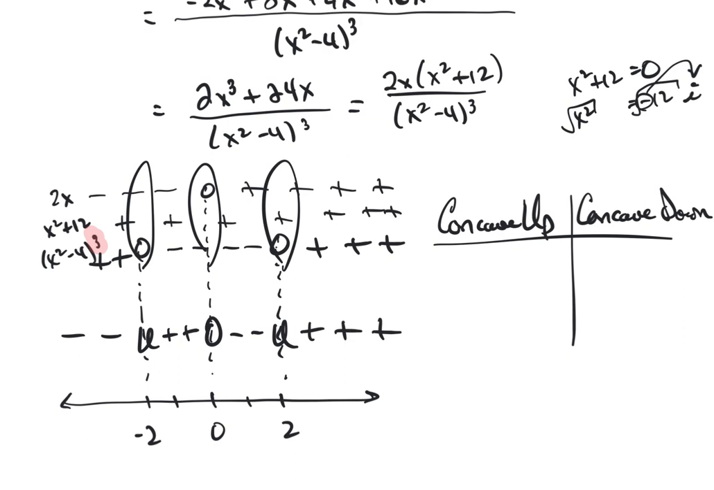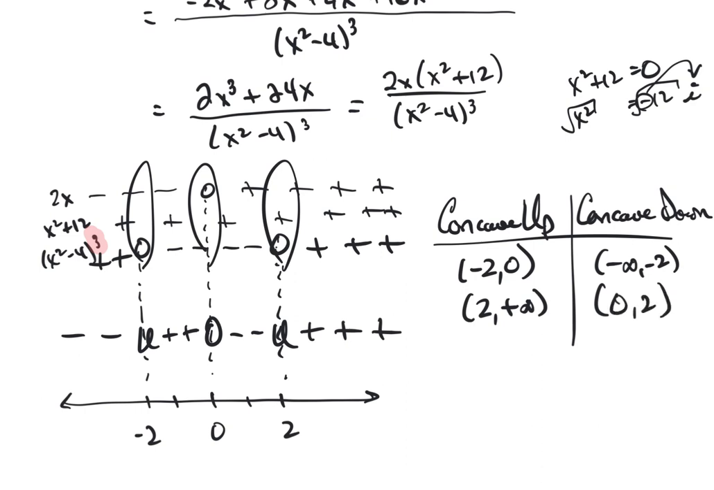Concave up wherever the second derivative is greater than 0, so that's -2 to 0, and then from 2 to positive infinity. Concave down wherever the second derivative is less than 0, so that's going to be from -infinity to -2, and then from 0 to 2.